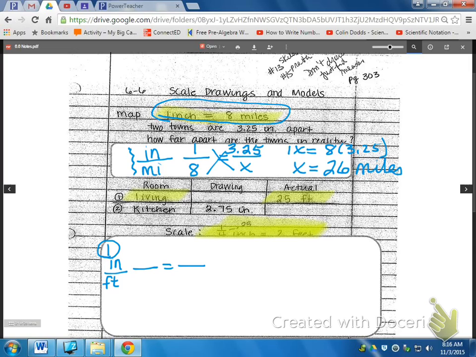So 0.25 is the inches, and that matches what for the feet? 2 feet. And I think I almost made it too dark. Yeah, 2 feet.